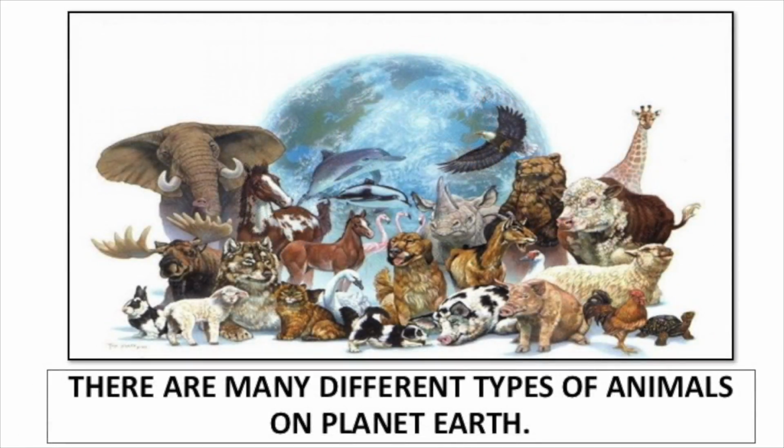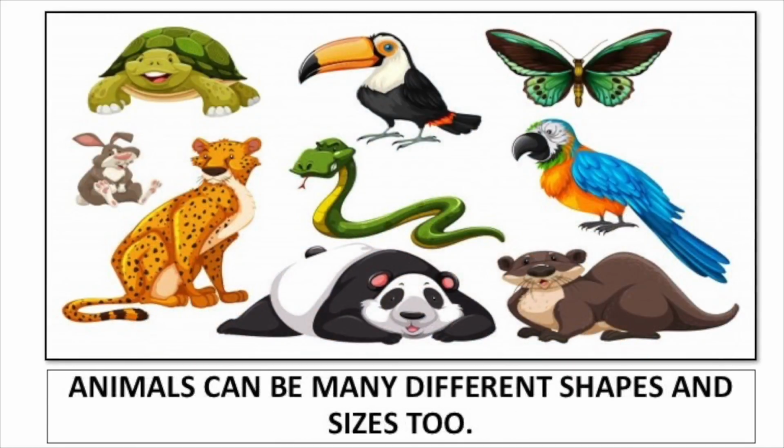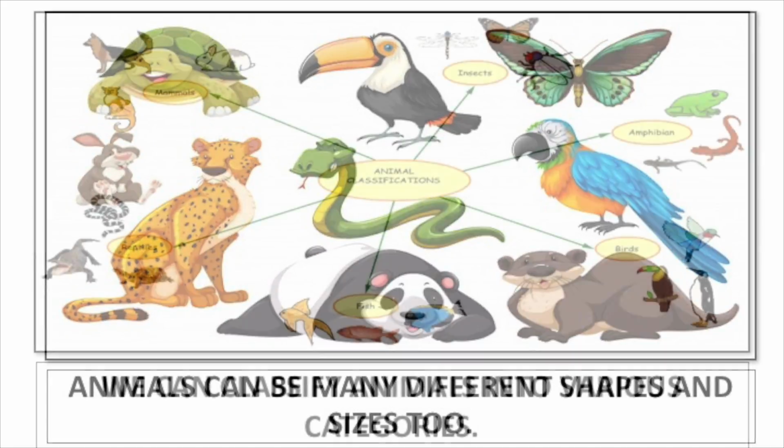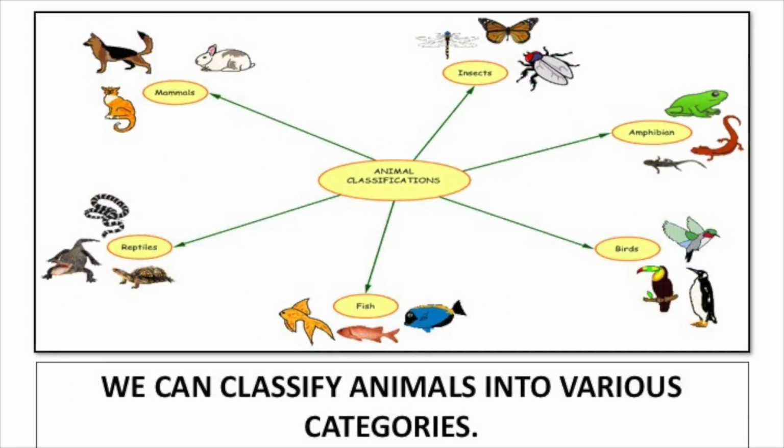There are many different types of animals on planet Earth. Actually, thousands of different types of animals. Animals can be many different shapes and sizes too. We can classify animals into various categories. There are 6 main categories.